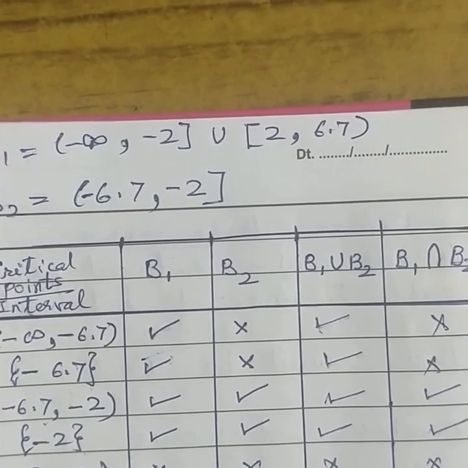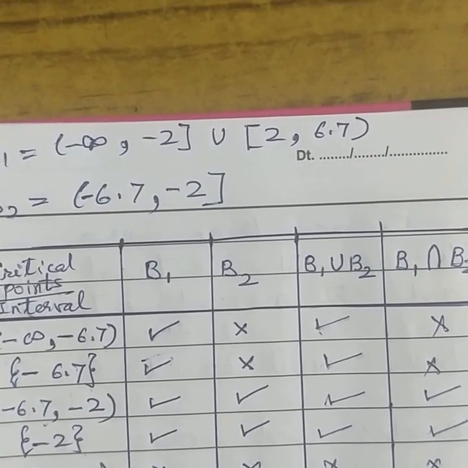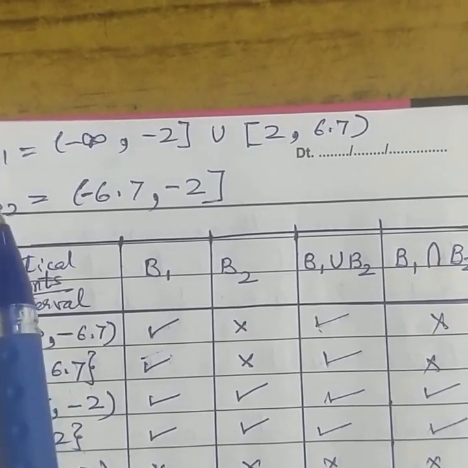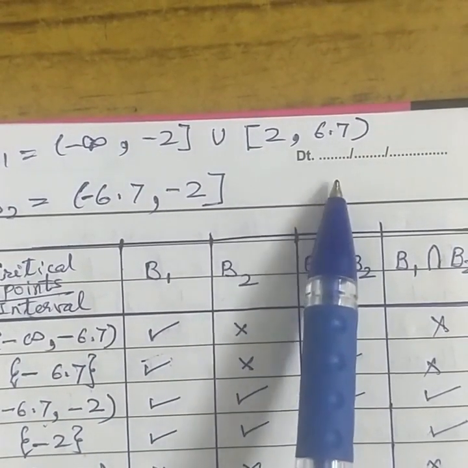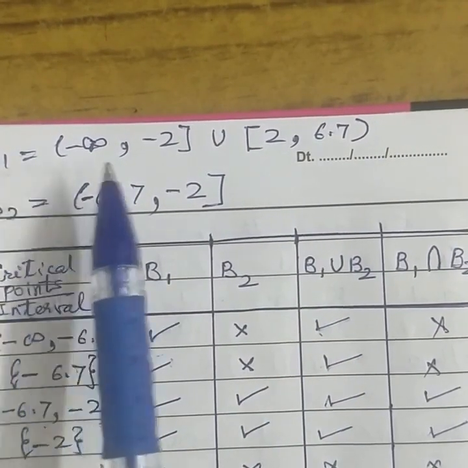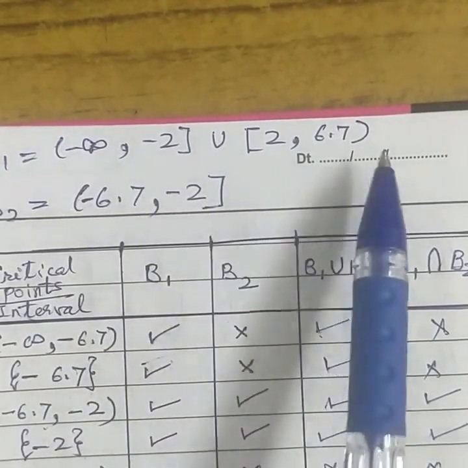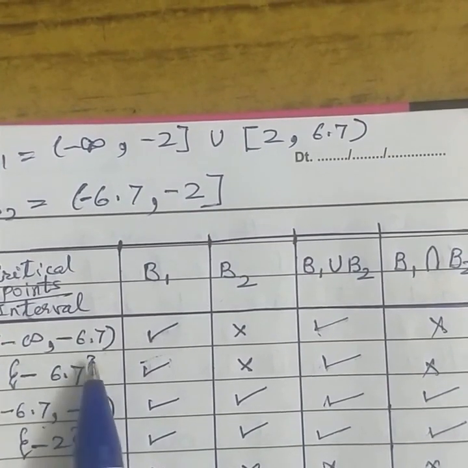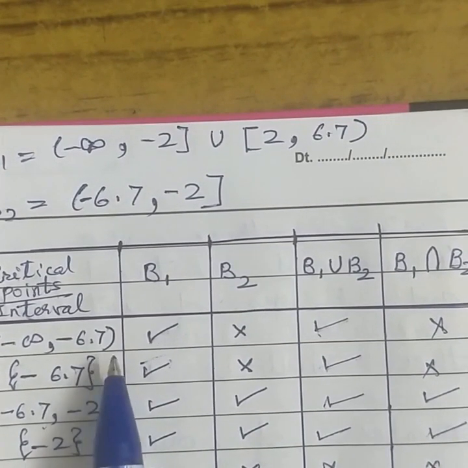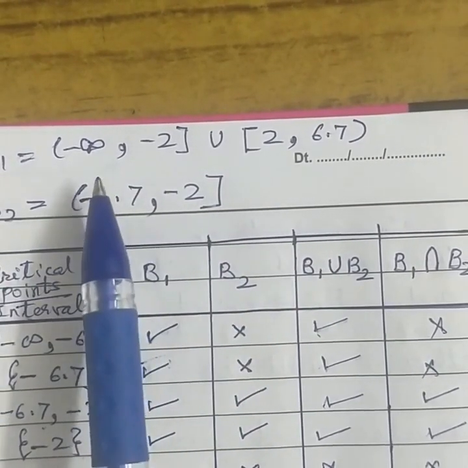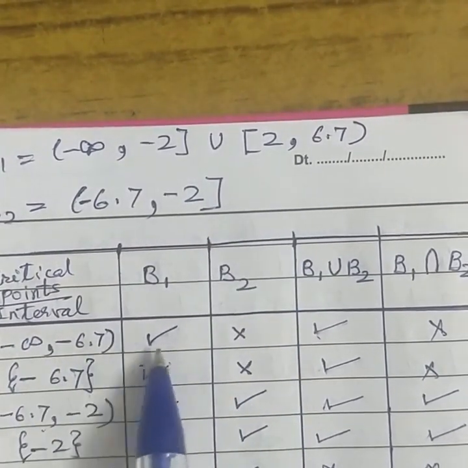Now we are going to express set B1 and B2 in tabular form. The sets B1 and B2 are written in bracket form above the table. It is very convenient if these sets are expressed in ascending order from left to right. The interval between -infinity and -6.7 is the element of set B1. Hence, a right mark is shown.